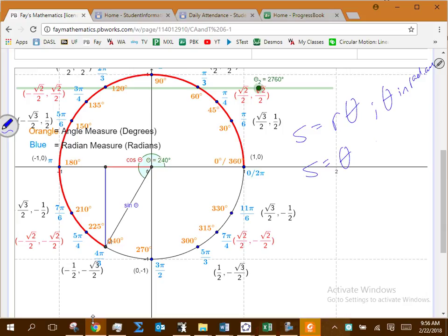Because eventually I'm going to ask what's the sine of 7 pi over 4, and I want radical 2 over 2 real fast. If I ask you what is the cosine of 5 pi over 6, I want that negative radical 3 over 2 real fast. And we don't want to grab a calculator and all that kind of stuff.